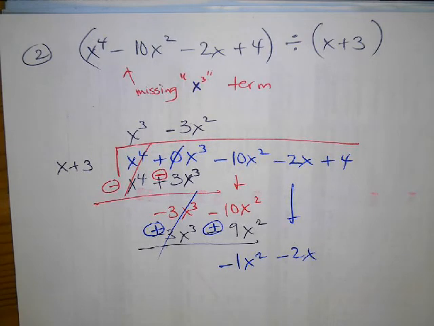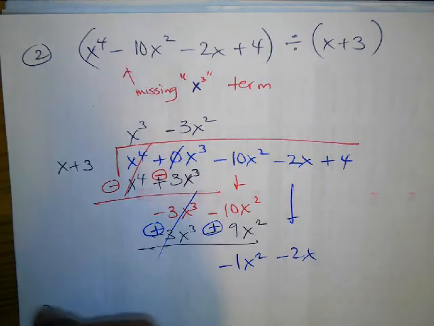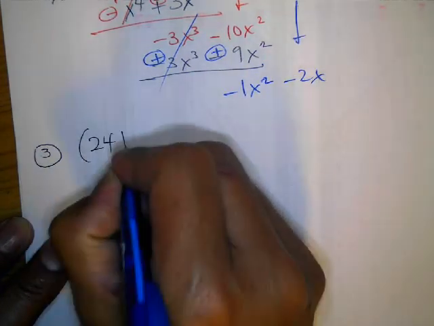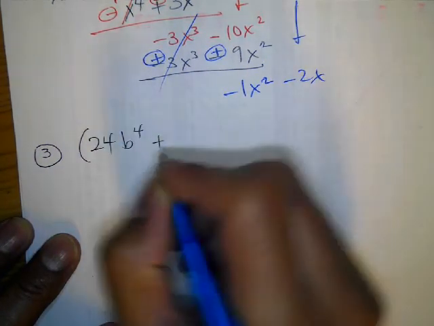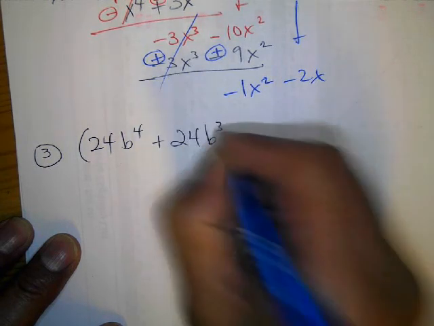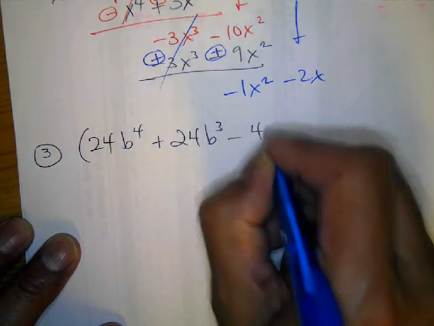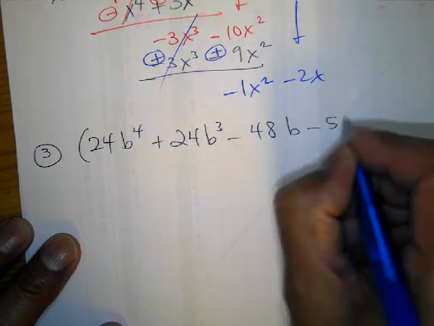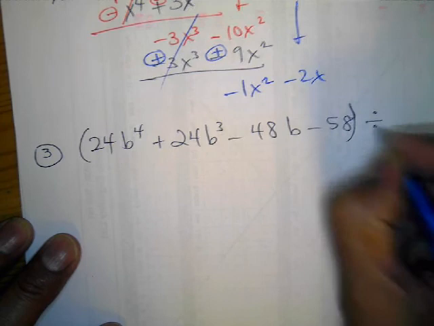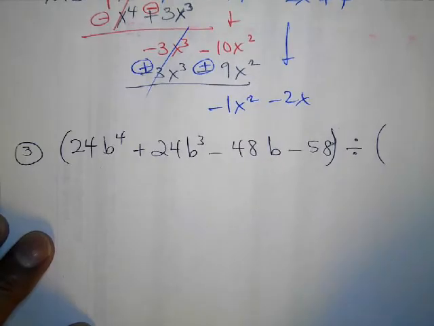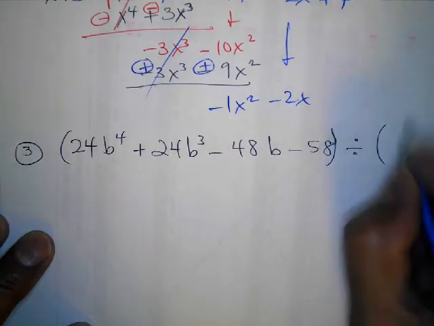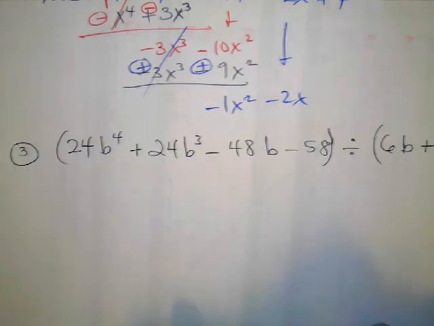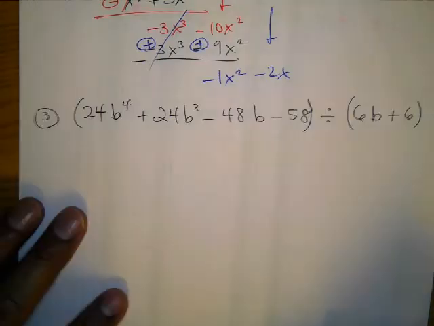All right, let's look at another one. Let's go with number 3. How about 24b to the 4th plus 24b cubed minus 48b minus 58, divided by 6b plus 6.